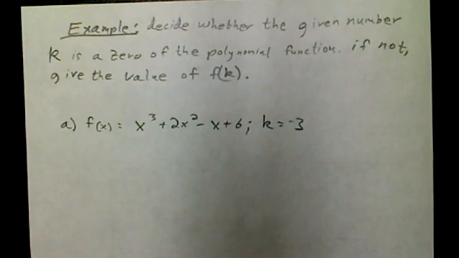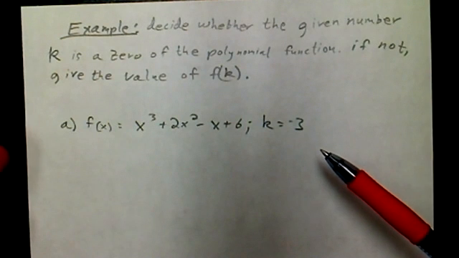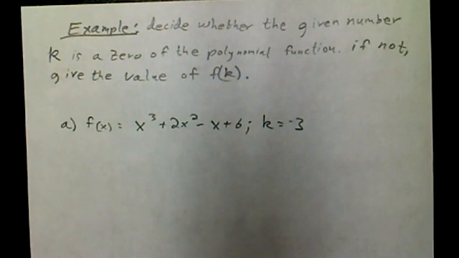Remember, a 0 is just a number you plug in for x that makes the whole thing equal to 0. We know that's relevant with the graphs because real zeros correspond to those x-intercepts that we talked about in 3.1. If not, give the value of f of k. So this is basically the exact same thing. We're just trying to see, is it a 0? Does the remainder come out to be 0?